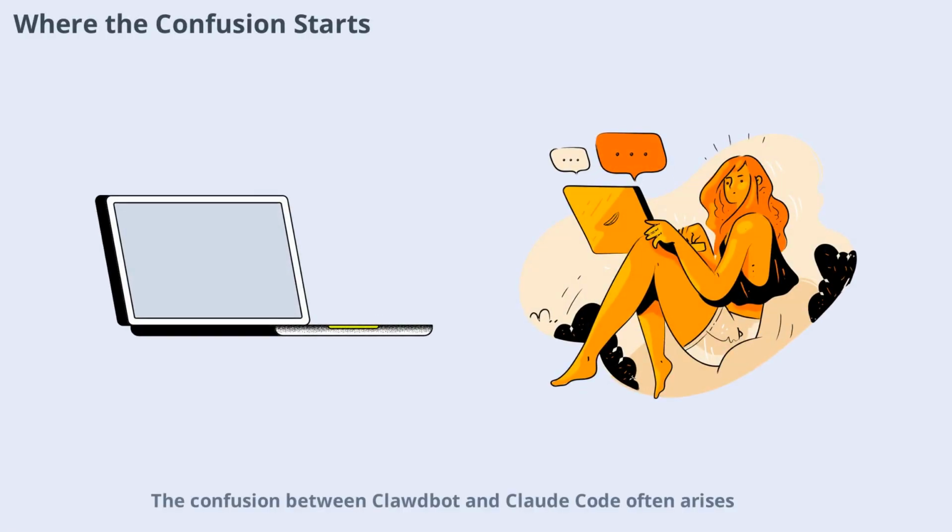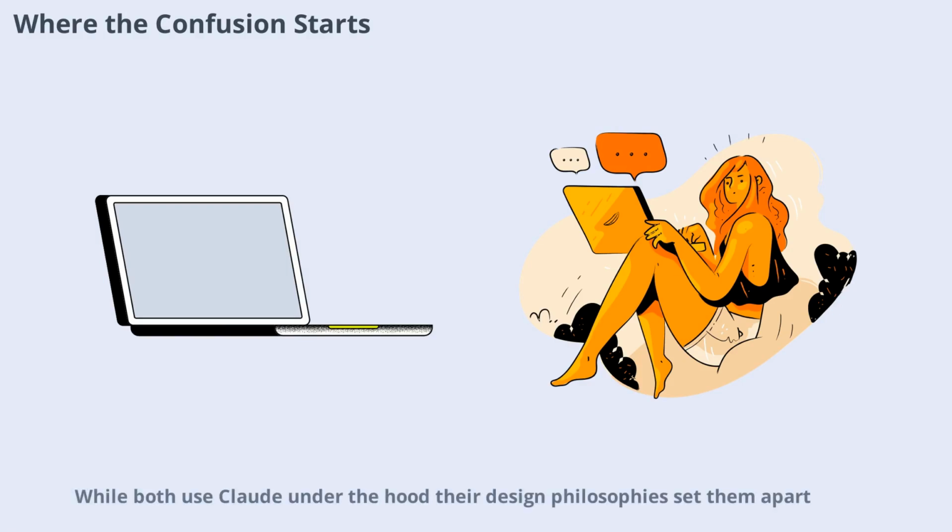The confusion between Clawdbot and Claude Code often arises because both can run shell commands and help with code. However, their architecture and intent are fundamentally different. While both use Claude under the hood, their design philosophies set them apart. Understanding these differences is key to using each tool effectively and avoiding unnecessary overlap.